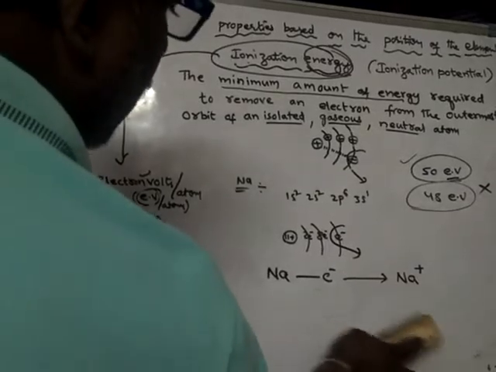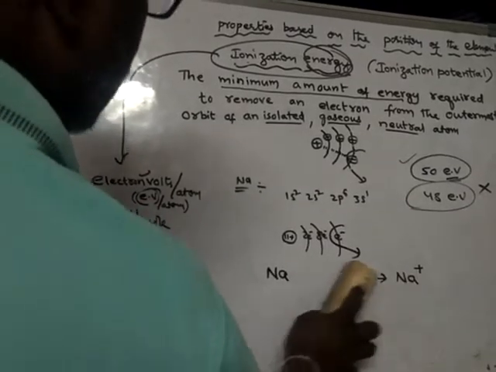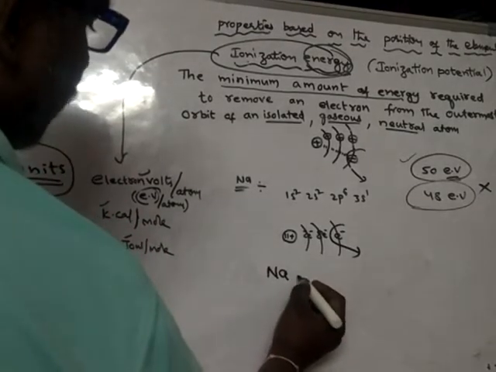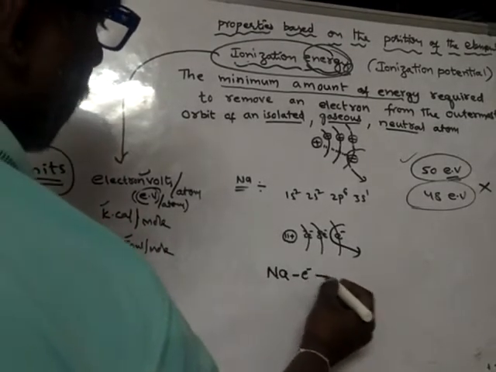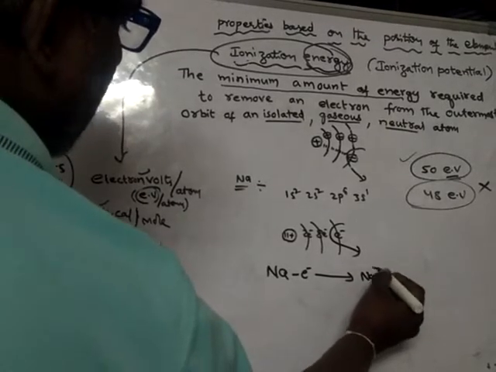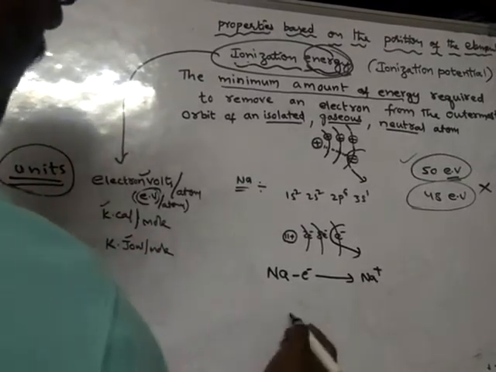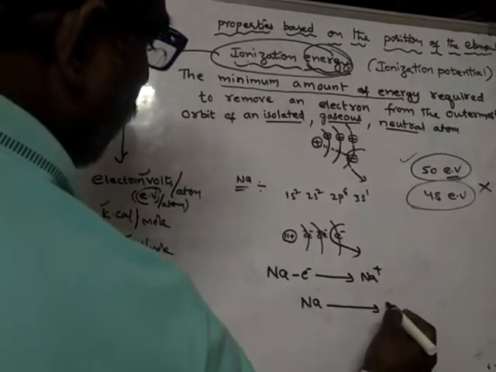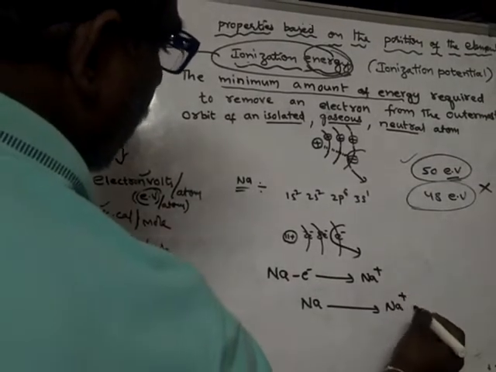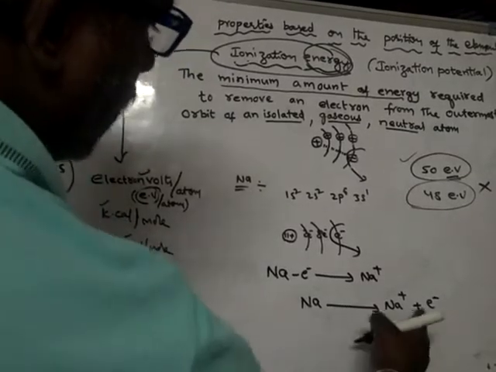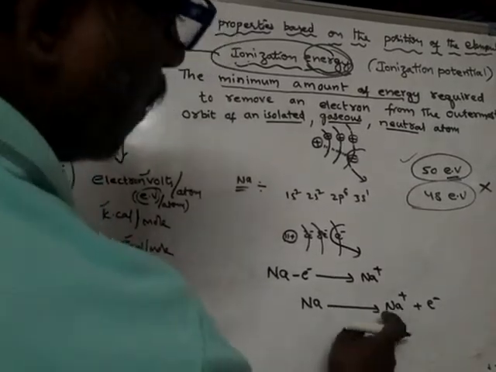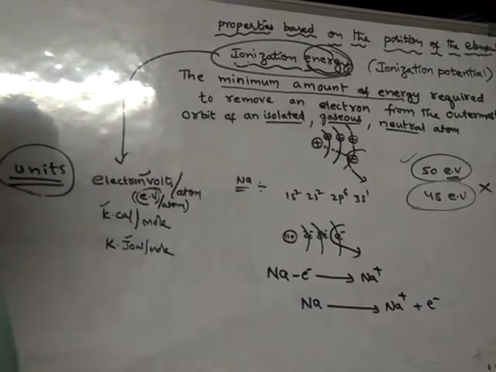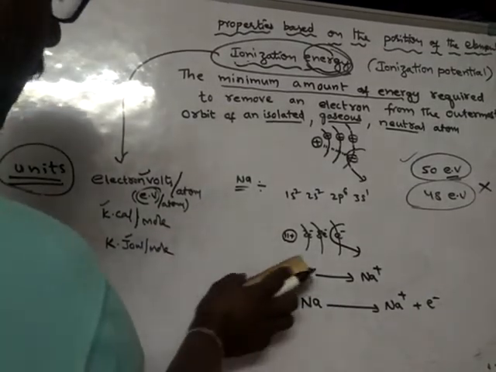So simply we have to write like this. Sodium minus electron gives rise to Na plus, or else the same thing I can write like this: sodium will give Na plus ion and electron. That means after removal of this electron, only this one is left over. So actually I have to write like this instead of writing like this.